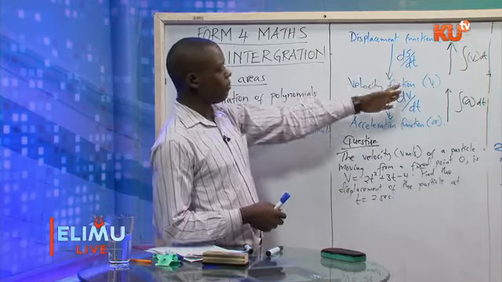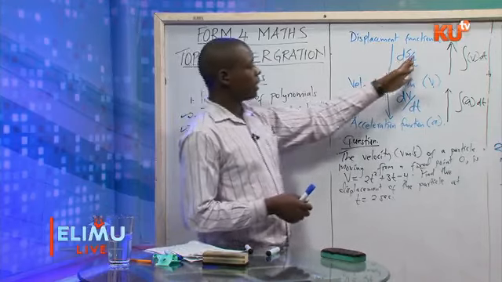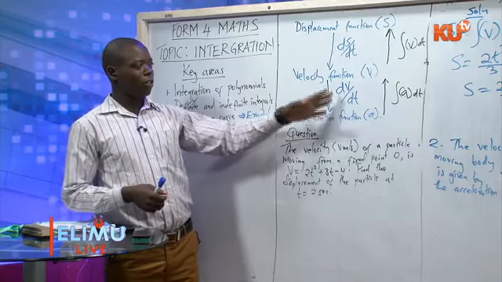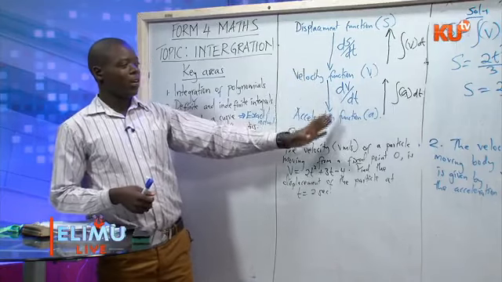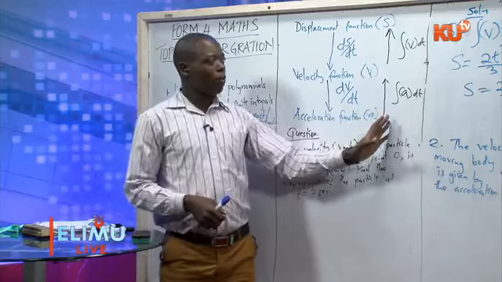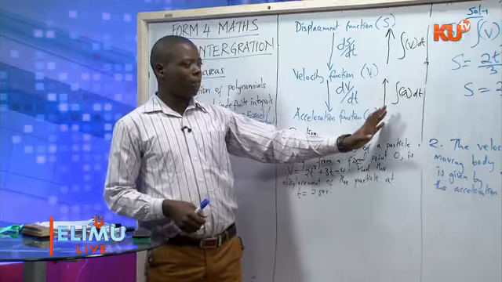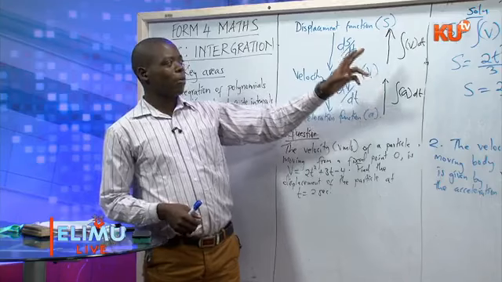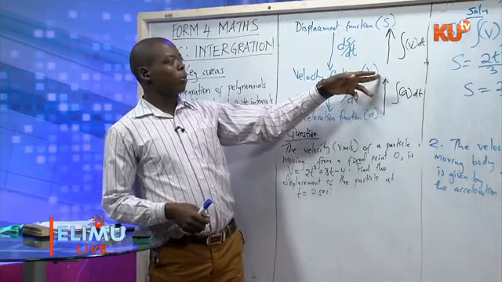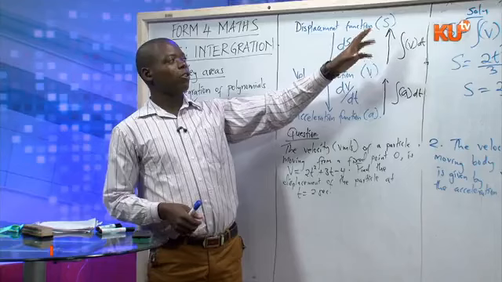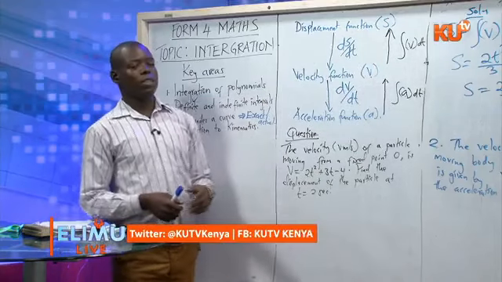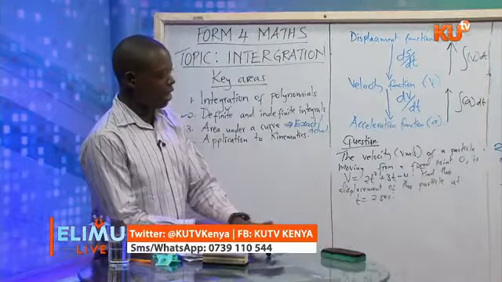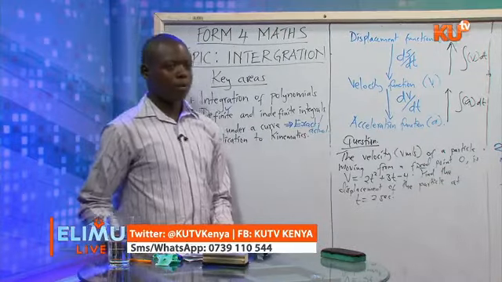When you have the displacement function, to get the velocity function, differentiate with respect to t. When you have the velocity function, to get the acceleration function, differentiate. Then when you're moving backward, when you have the acceleration function with respect to time, to get the velocity function, you integrate. When you have the velocity function with respect to time, to get the displacement function, you integrate the velocity function. So those are the areas that I wanted us to look at in our lesson today.